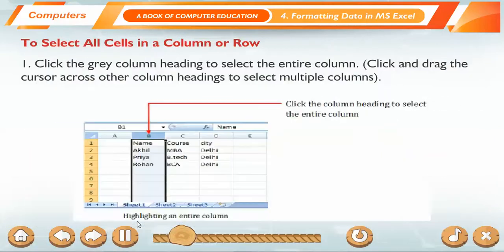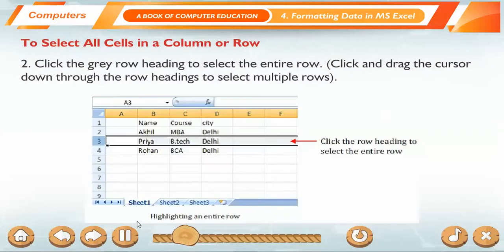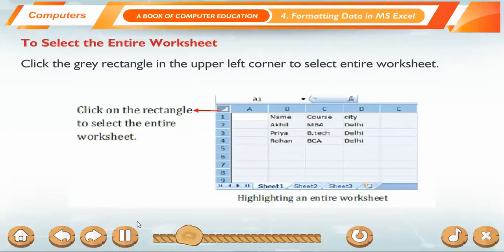To select all cells in a column or row, click the gray column heading to select the entire column. Click and drag the cursor across other column headings to select multiple columns. Click the gray row heading to select the entire row. Click and drag the cursor down through the row headings to select multiple rows. To select the entire worksheet, click the gray rectangle in the upper left corner.